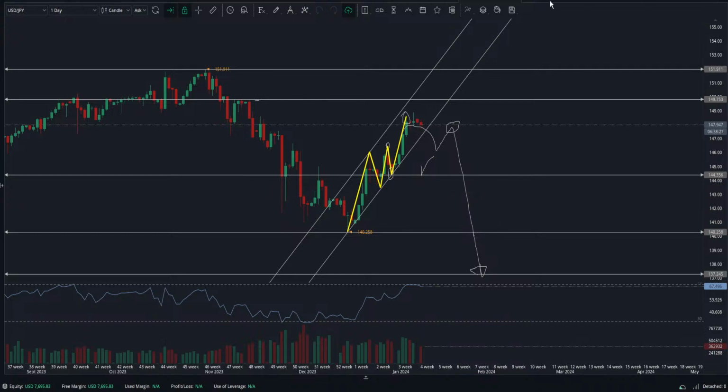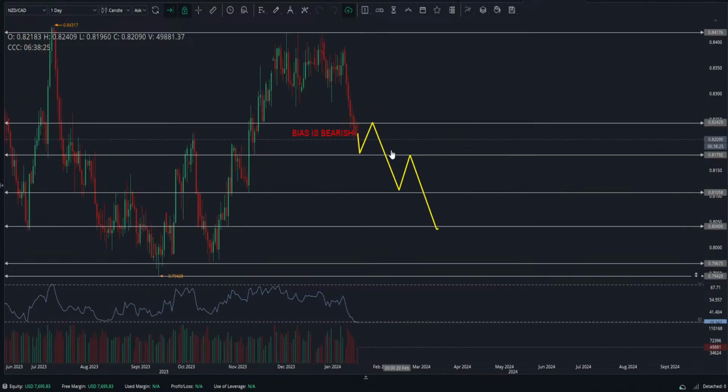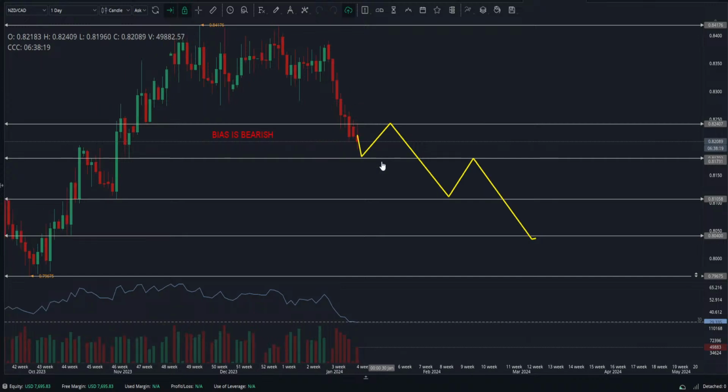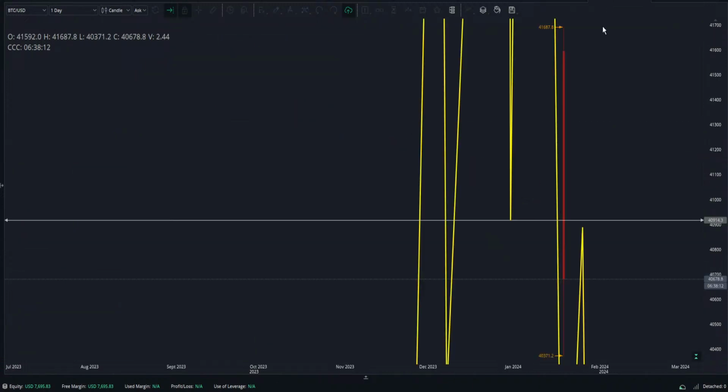New Zealand CAD, we are bearish on this one, and from the time that we are bearish, the price has not seen any green candle on this one. The first level of support is 0.8179. Right now, the resistance is 0.8240 in this one.